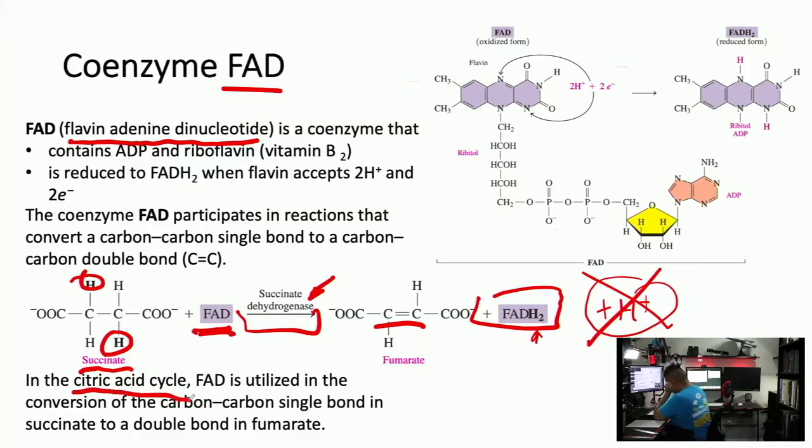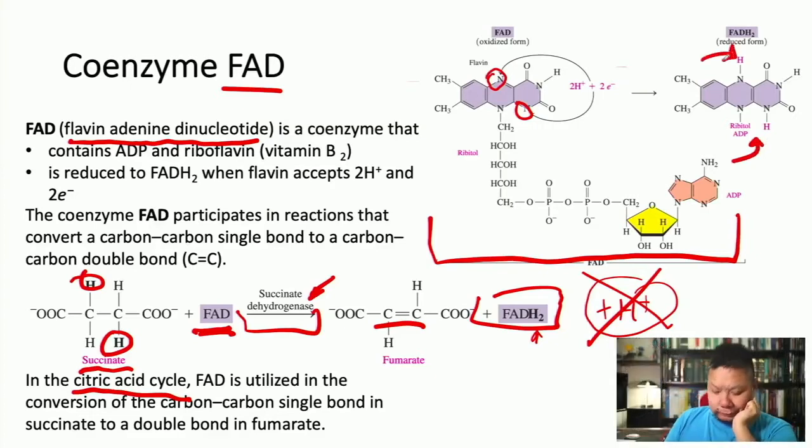Just so you can see the structure, we have the entire structure of FAD here, and the business end is right here. This position and this position is where the two hydrogens get added, and you've gained electrons. So right now, FADH2 is storing energy in the form of electrons.